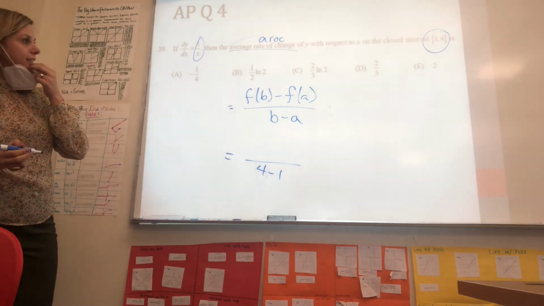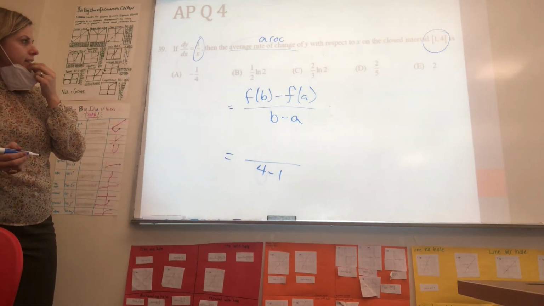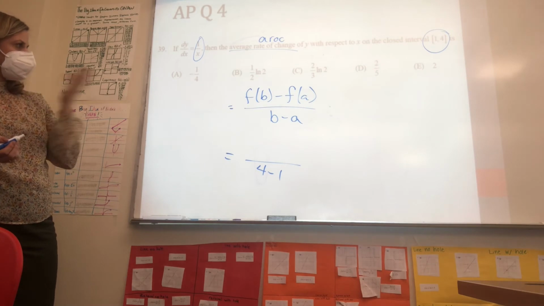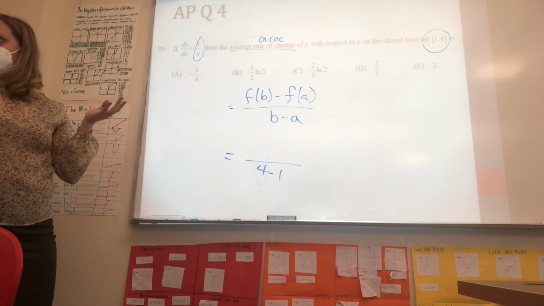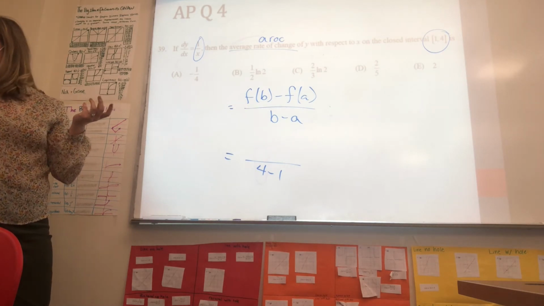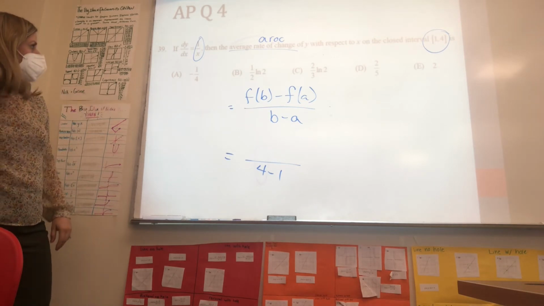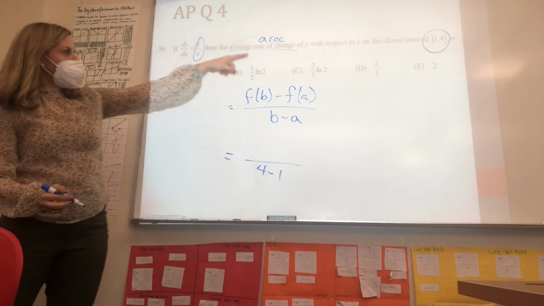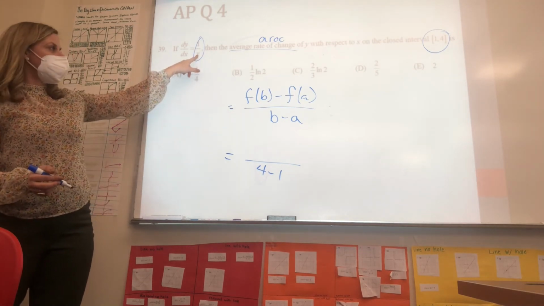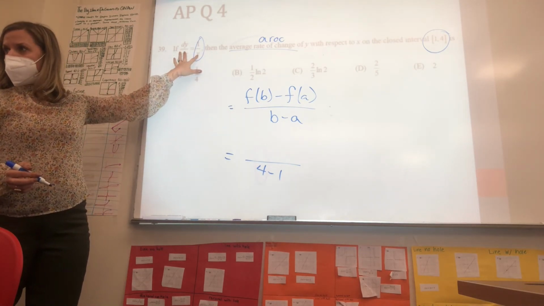So if I were guessing, there's only one answer I would guess, C, because it's the one with the 3 in the denominator. But let's see, I don't know if it's C or not. Now you can't plug in here because this isn't f of x, this is dy dx.